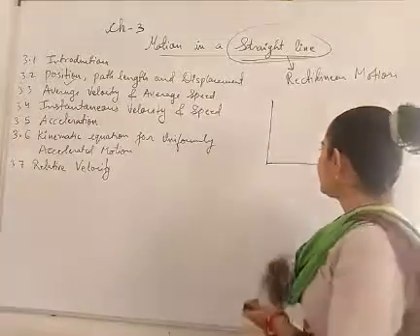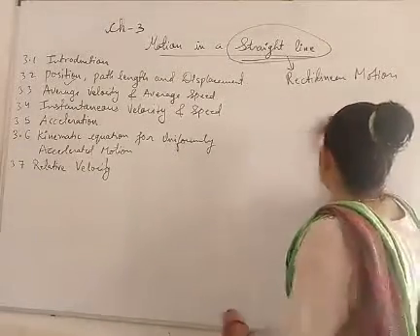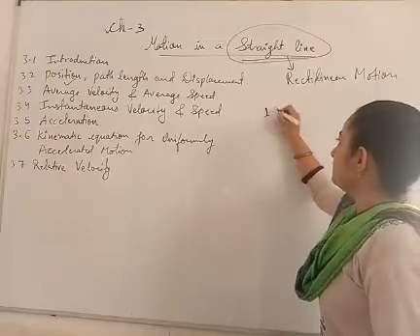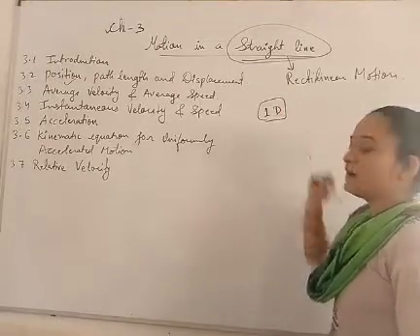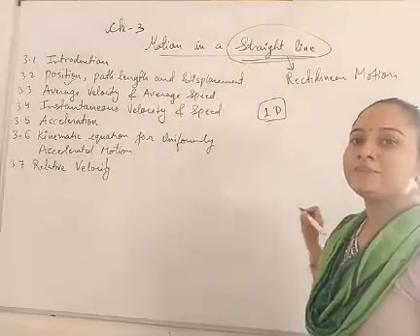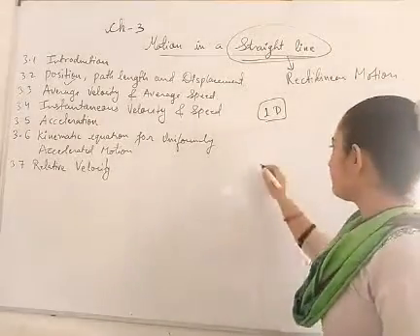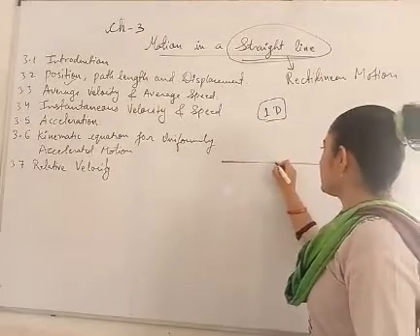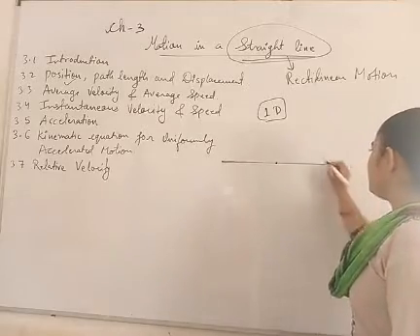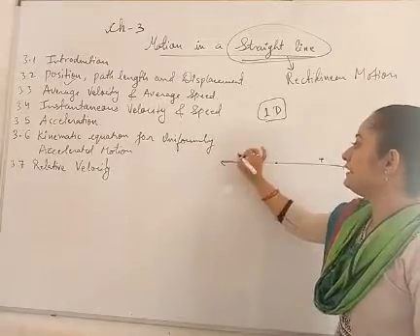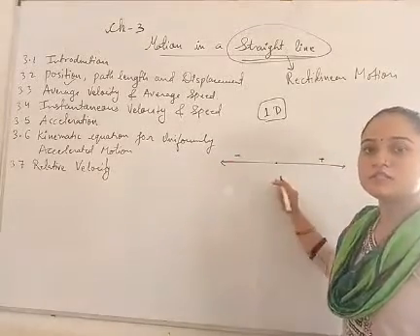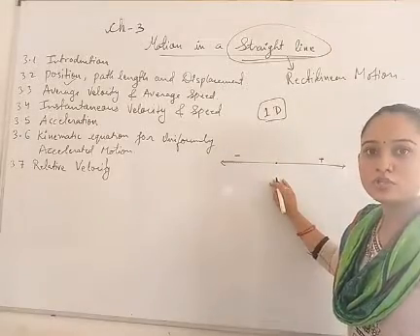For one dimension, for example, there is only one axis. Say for example, this x-axis. This side is the positive x-axis, this side negative. So this is for one-dimensional motion.